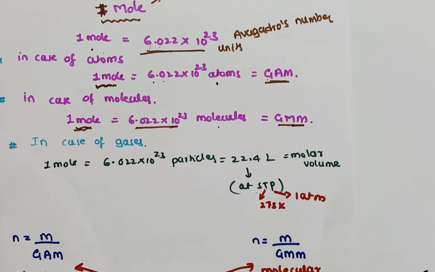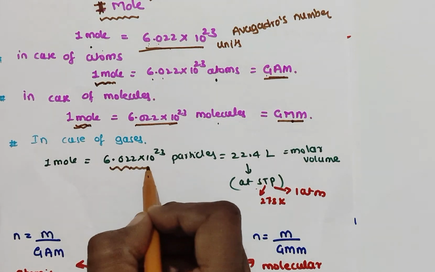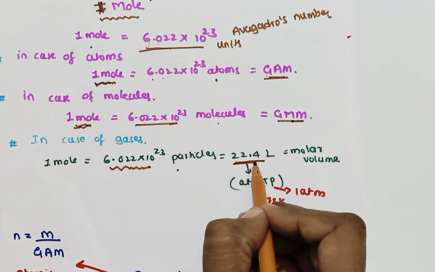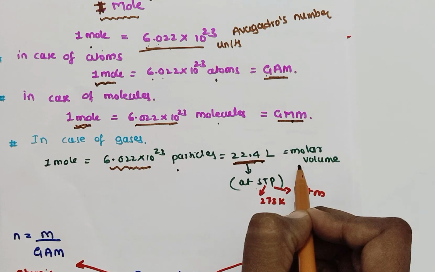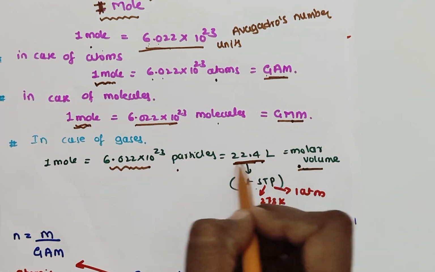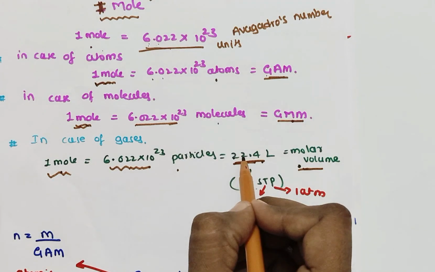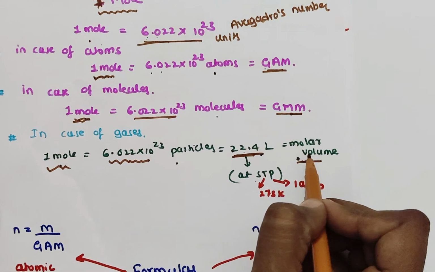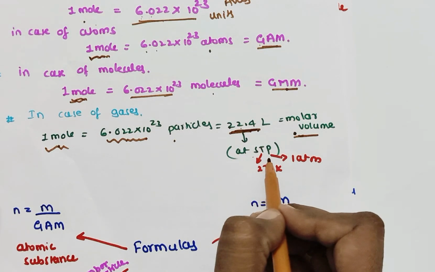In the case of gases, 1 mole equal to 6.022 × 10^23 particles means 22.4 liters. This is again equal to molar volume. If molar volume is given, that is again equal to 1 mole. So 1 mole is equal to 22.4 liters, or again this is equal to molar volume. Is this clear? This value is in the case of STP.